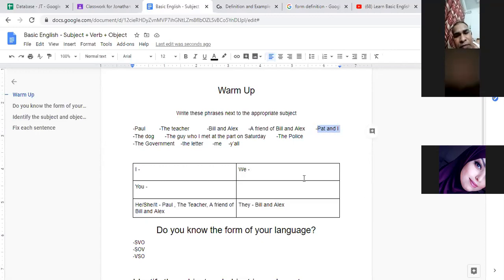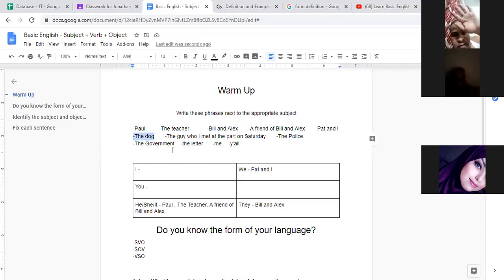I can try. Go for it, Paula. Pat and I, it's we. Yeah, look, right? This is Pat and I, two people, including me. That is plural, so we. So look, we have three words. One of the words is I, but it's really important to understand that these three words make a phrase, and this phrase is a subject.